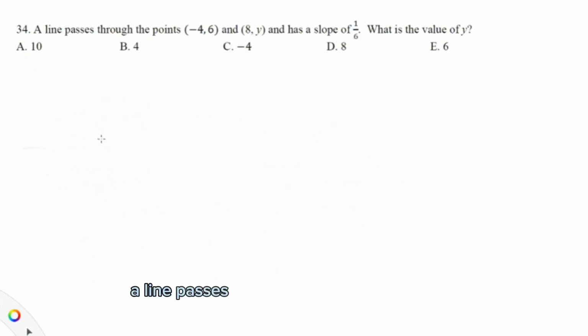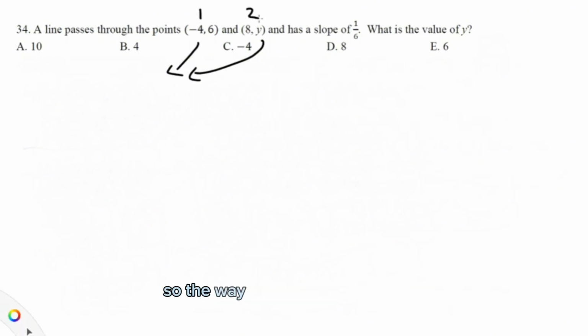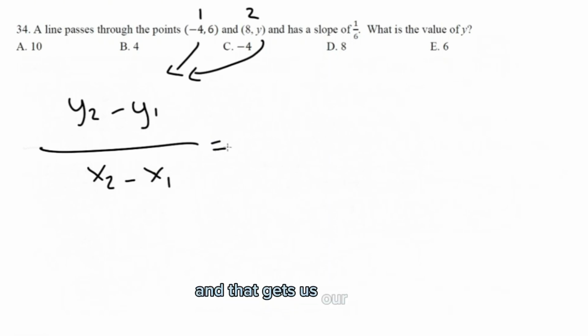Next, number 34. A line passes through the points (-4, 6) and (8, y), and has a slope of 1/6. What is the value of y? The way we find slope is, let's take these two coordinates, and say that this is coordinate 1 and this is coordinate 2. The way we find slope is y2 minus y1 over x2 minus x1. That gets us our slope, which we'll call the m value.